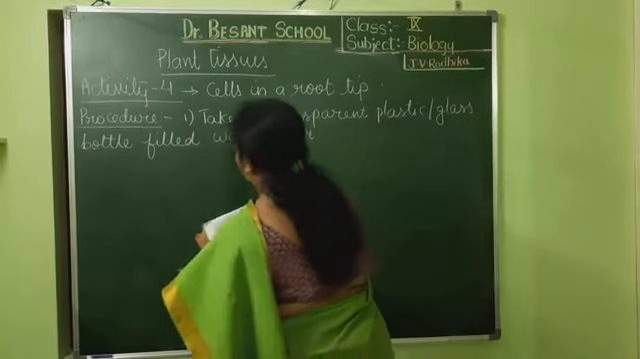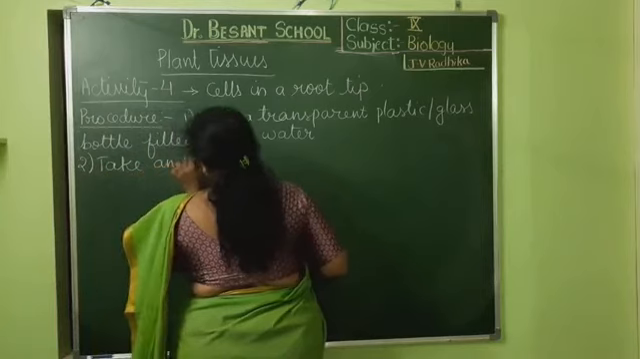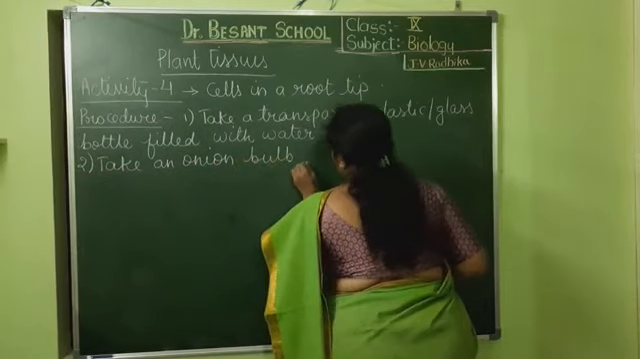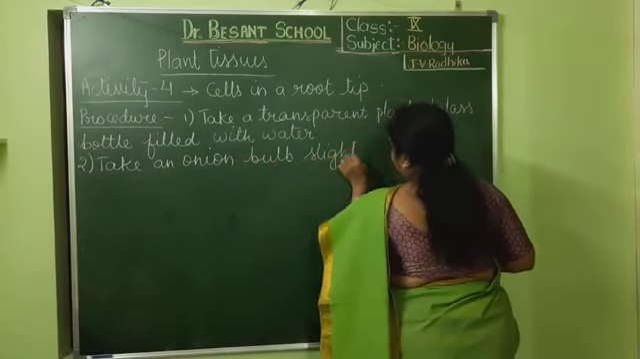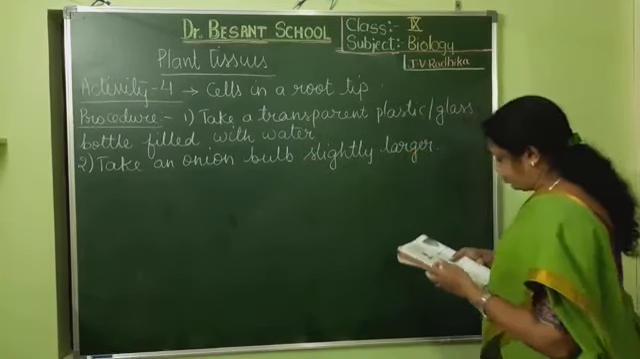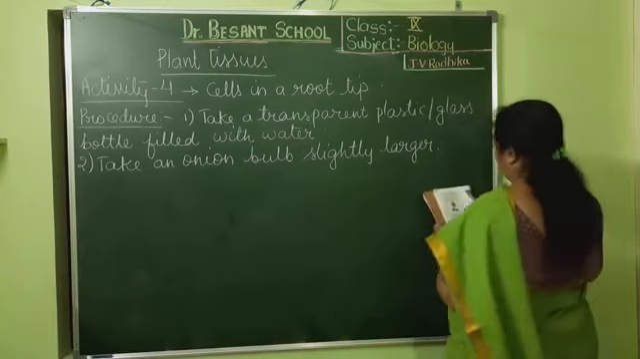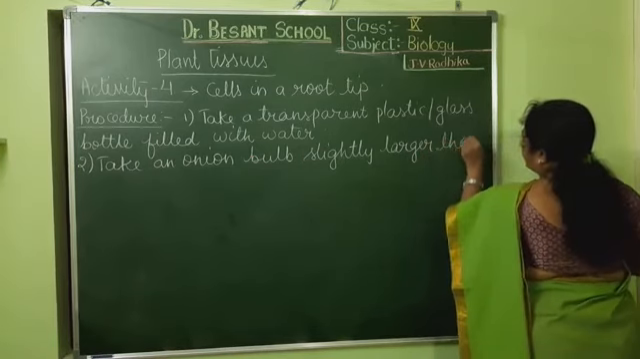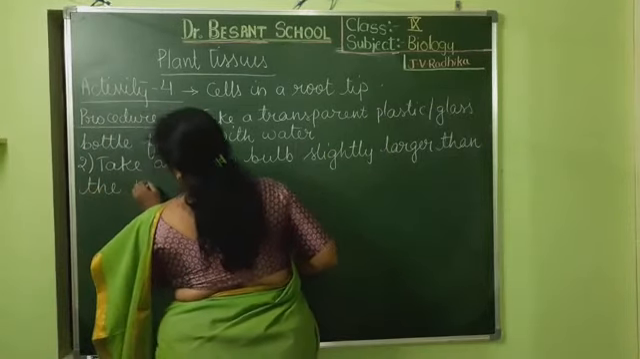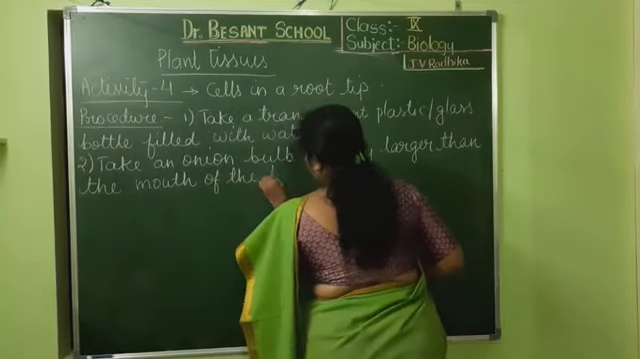Take an onion bulb slightly larger than the mouth of the bottle.